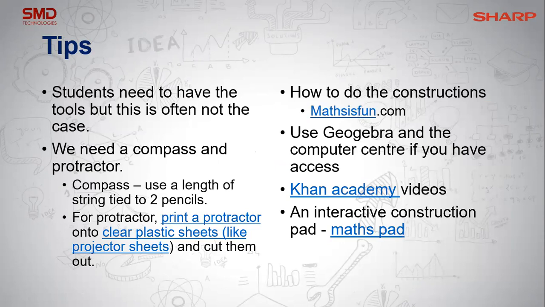So we need to make sure when we are doing constructions that we actually have a compass and a protractor. So you can do makeshift things. Some suggestions: for a compass, use a length of string tied to 2 pencils. Just hold one pencil on one side and then draw using the other pencil. For a protractor, you can print a protractor onto a clear plastic sheet, like those projector sheets.